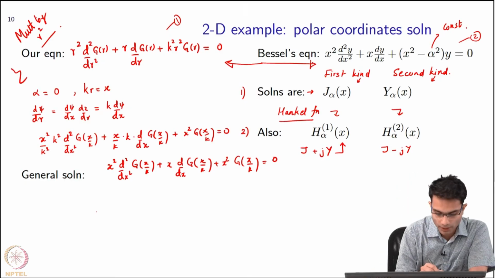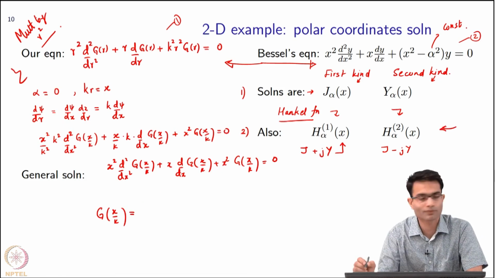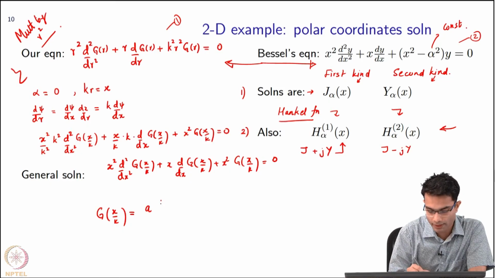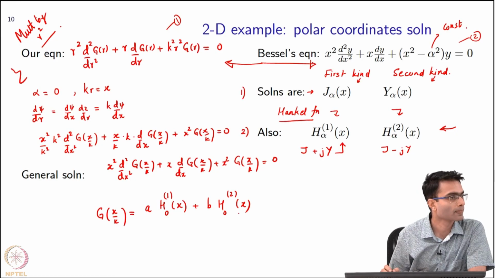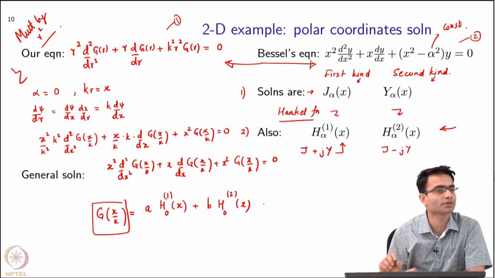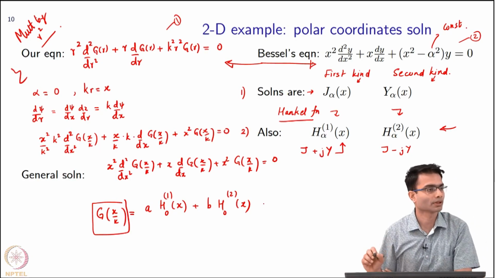So the solution is, I can write down g of x by k is going to be equal to, so let's assume the Hankel form. Okay, I could have assumed in the Bessel form, but I can as well assume the Hankel form. So a times H_0^(1) of x plus b times H_0^(2) of x, right? This is the object inside the differential equation. So its solution is linear combination of the two solutions. Okay, nothing very great over here.